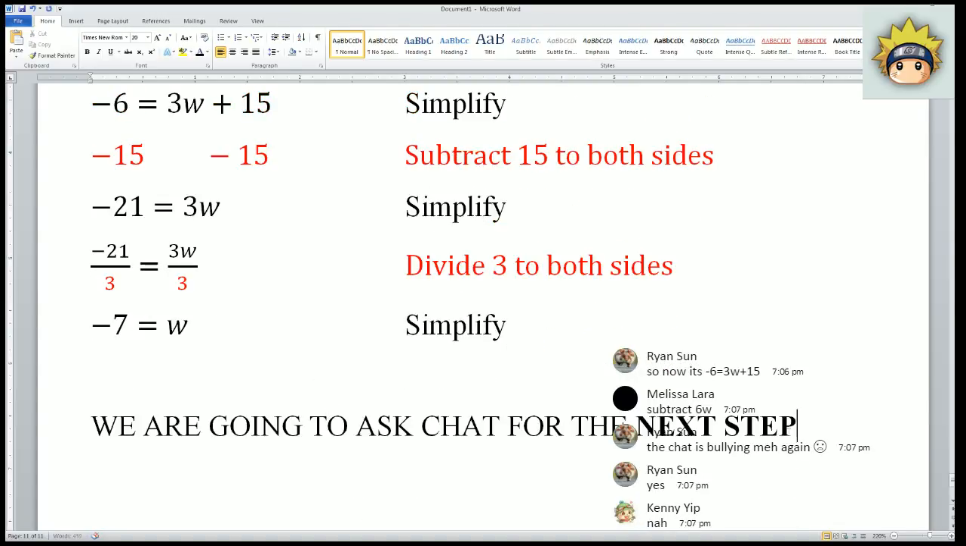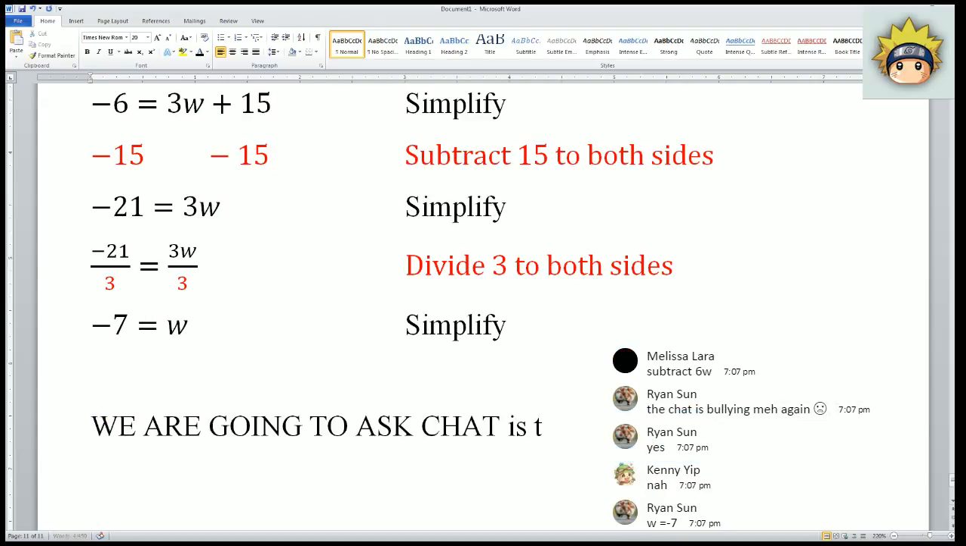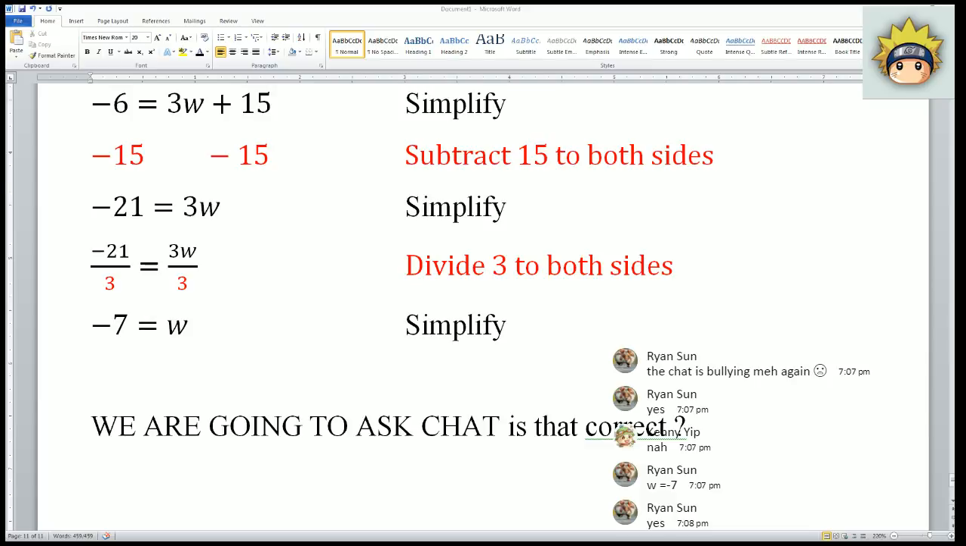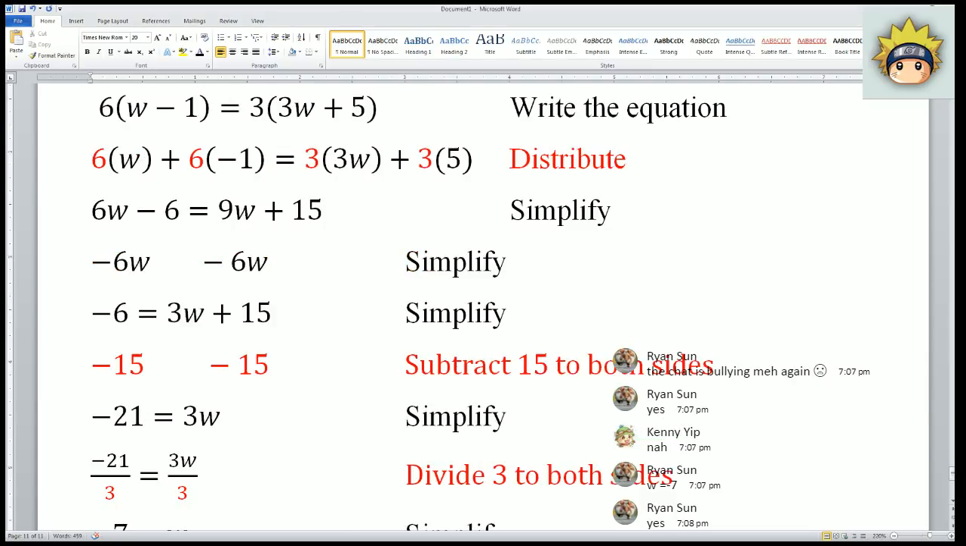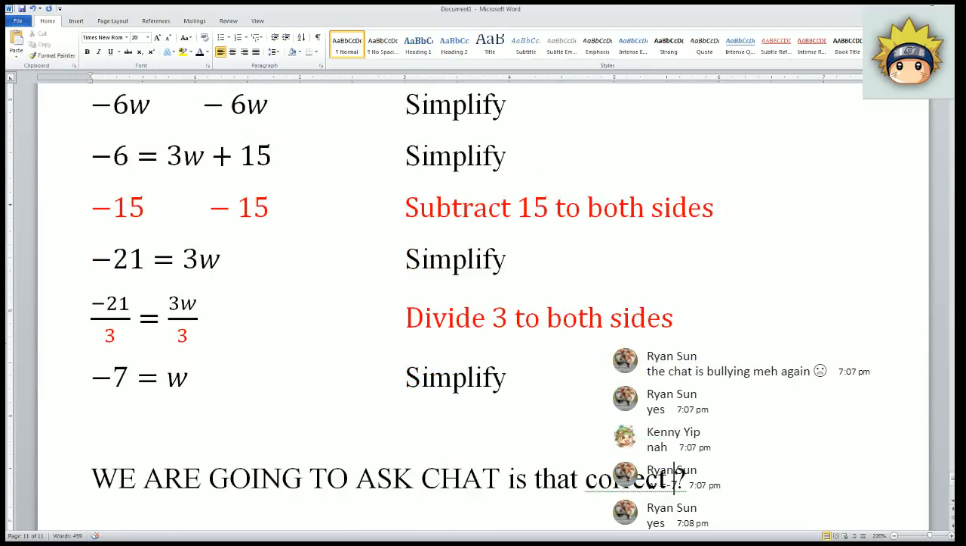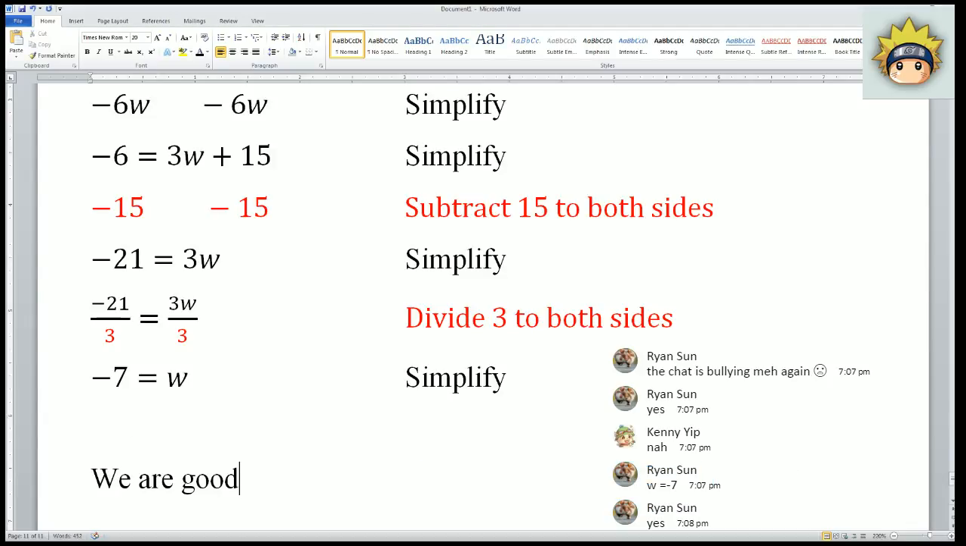We are going to ask chat, is that correct? Is that correct, chat? Negative 7? Yeah, so that is correct. Good, good, good, good. That's it. We are done at this point. We are good.